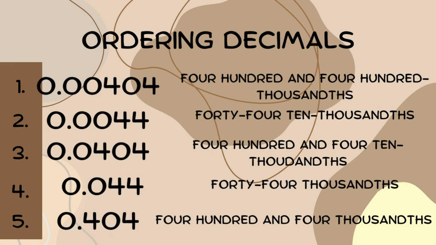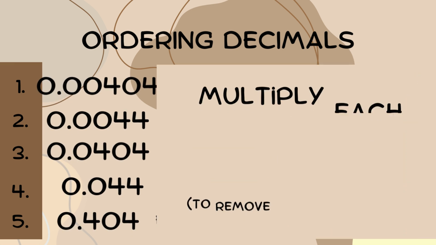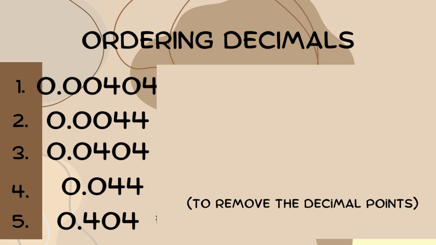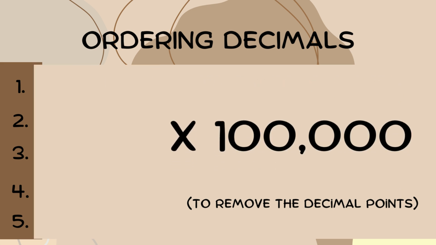Note that if you wanted to make life simpler, you could just multiply every number by the same value to remove the decimals. In this case, you could multiply them by 100,000 to make them look like this.